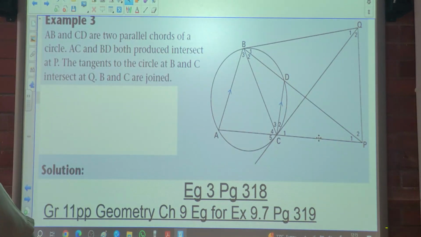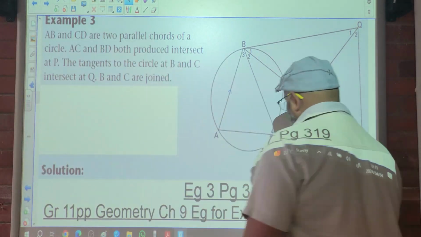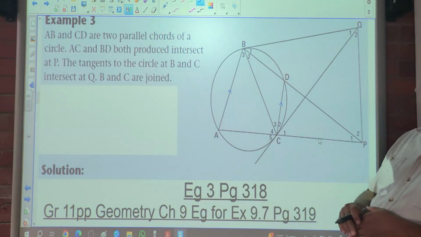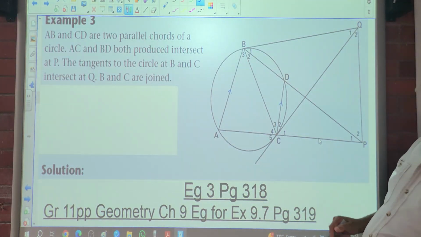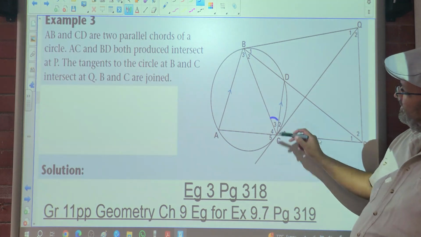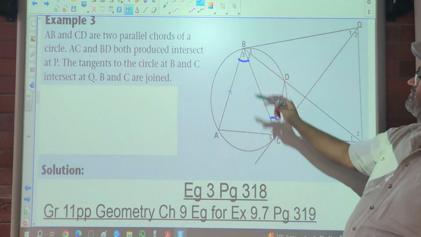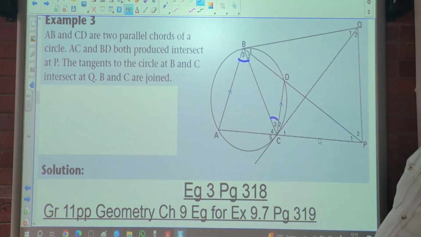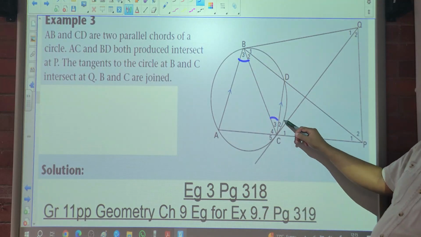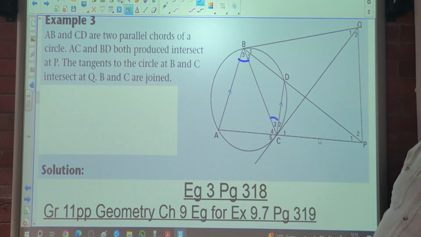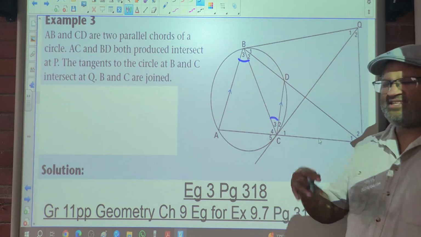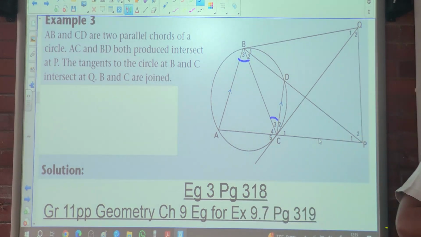AB and CD are two parallel chords. People, if these lines are parallel, what do we know? We know many things. But we will know that angle C3 is equal to B3. We also know that angle A is equal to the combination of C1 and C2, corresponding. And alternate and all of them, many things.